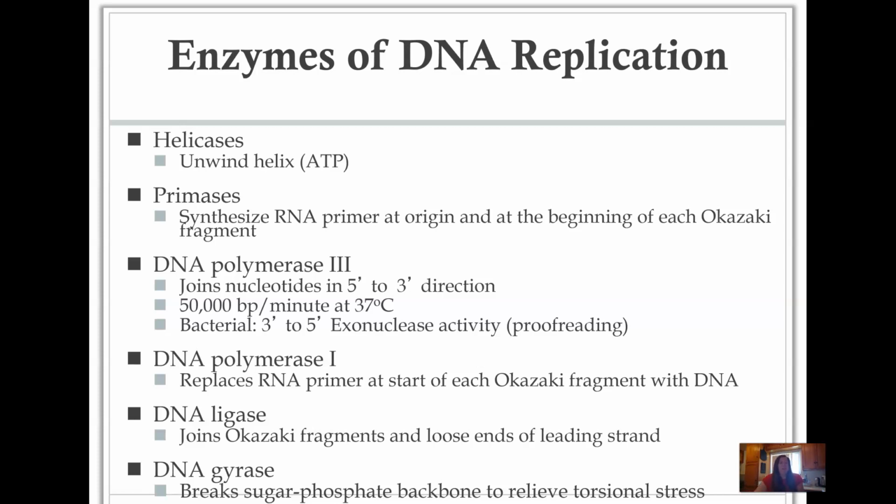There's a couple cool things I think about DNA polymerase 3. One, it's crazy fast. It can add 50,000 base pairs, so BP stands for base pairs, the A's, T's, C's, and G's, the nucleotides themselves. It can add 50,000 a minute at optimum growth conditions.